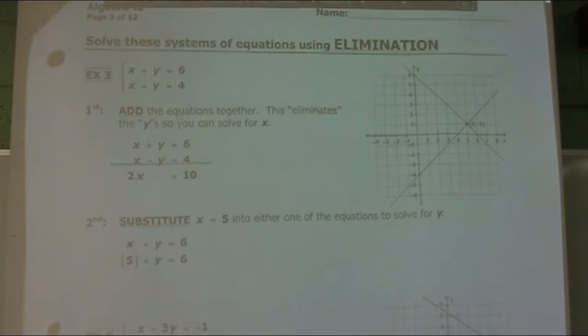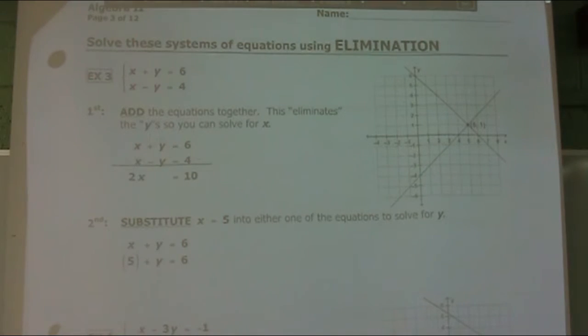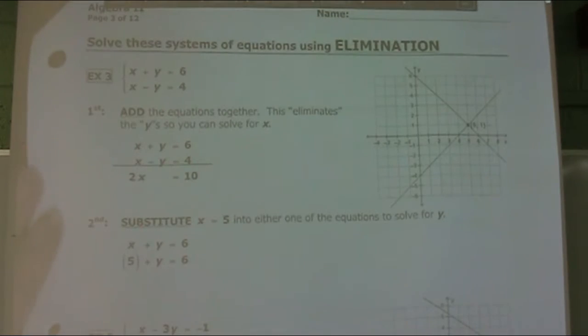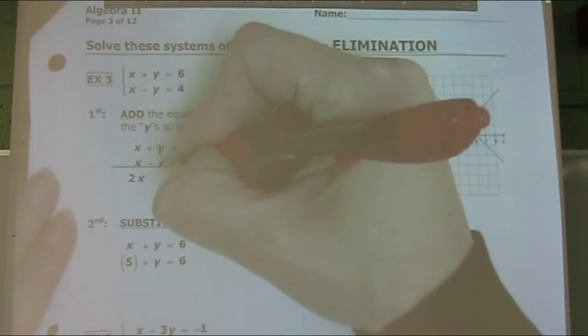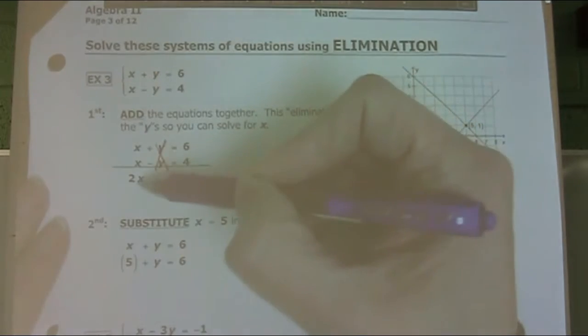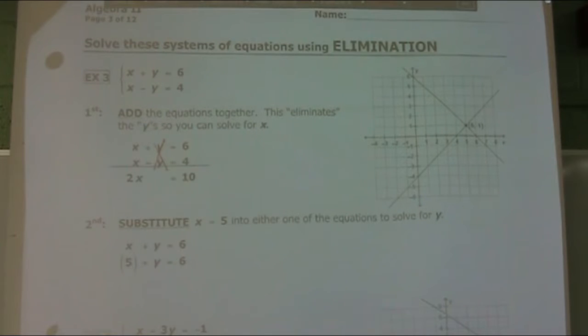And what happens when I add these two equations together, which is one of the reasons it's called addition, is the plus y and the minus y cancel to 0. I have x plus x, so I have a total of 2x, and 6 plus 4 equals 10. I have eliminated one variable from my equation, and that's a reason it's called elimination. So it's either called elimination or addition, depending on what website or what book you are looking at.